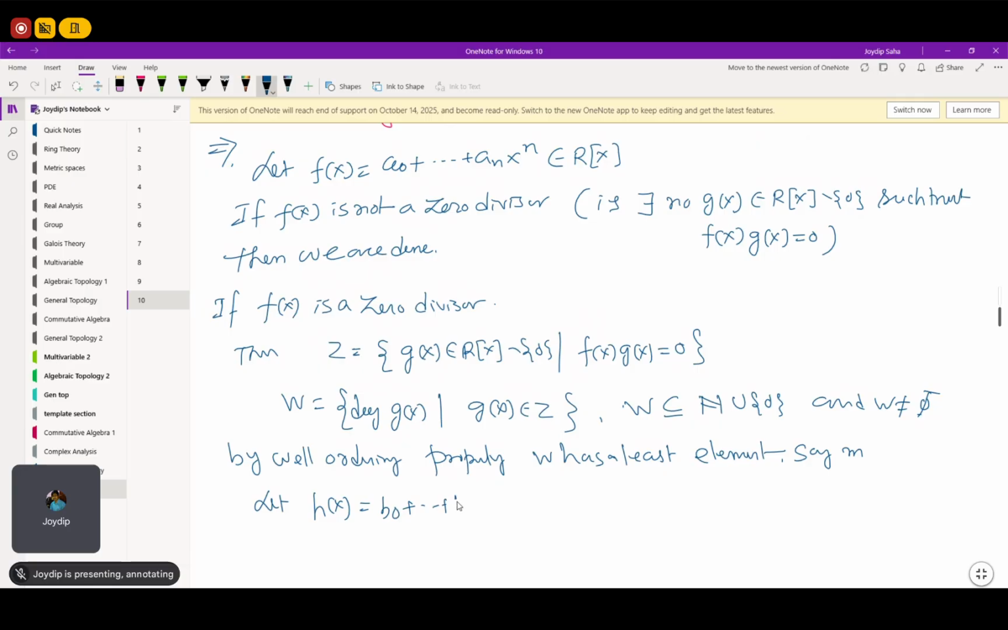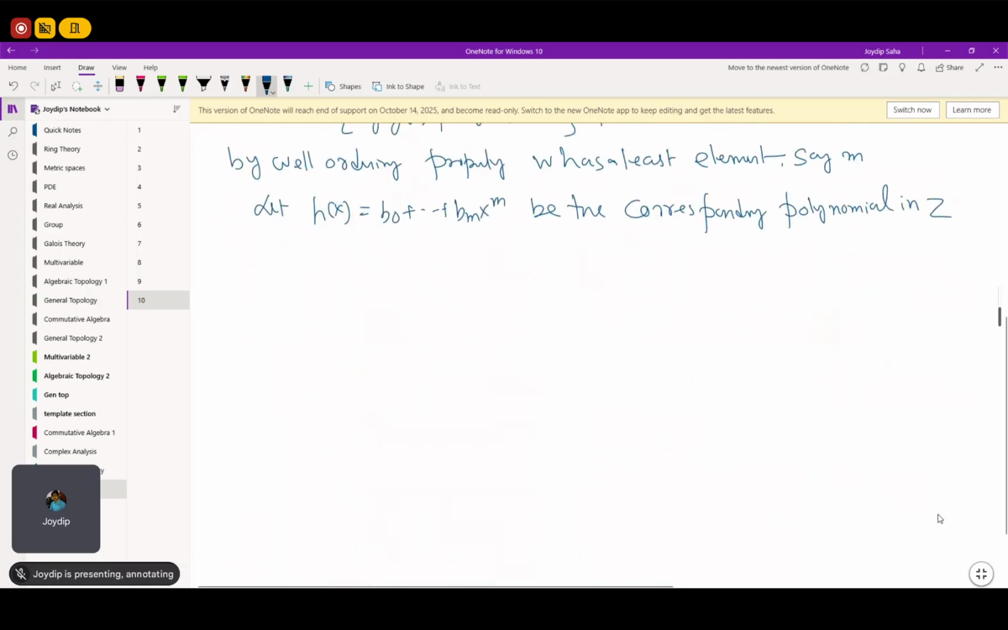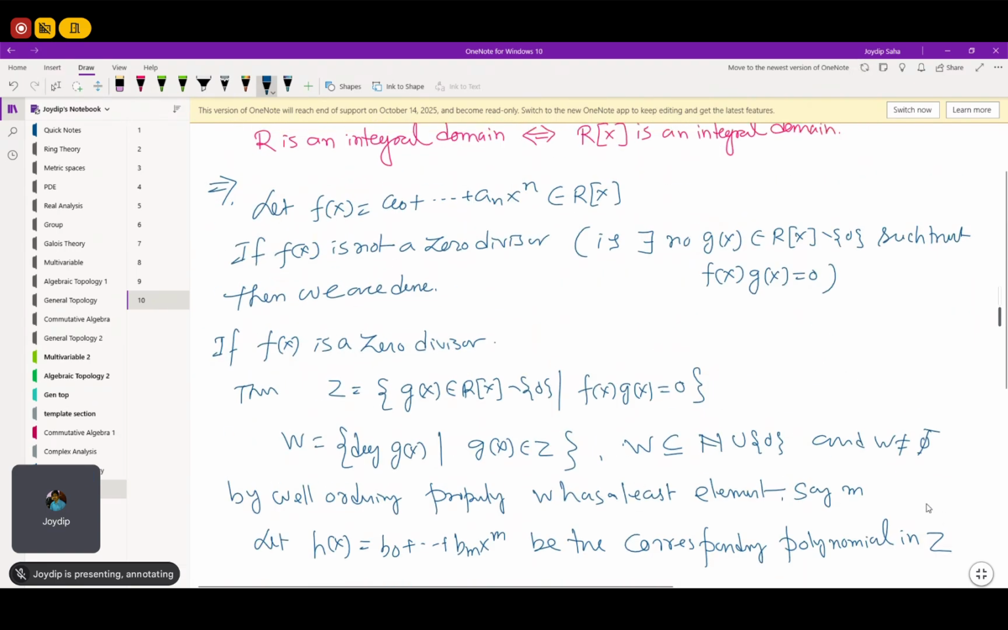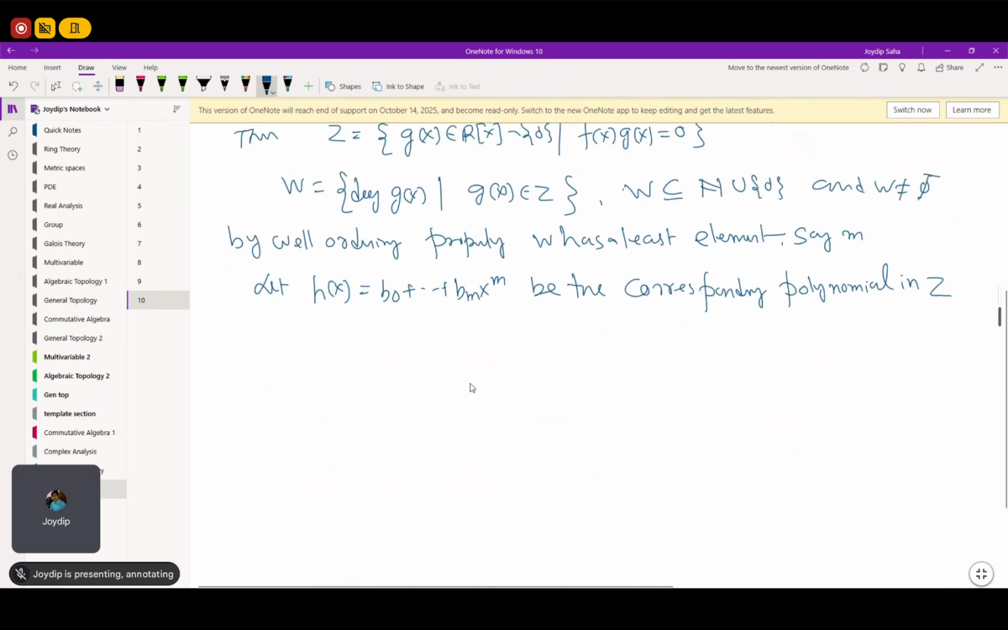h(x) equals b0 plus and so on, the corresponding polynomial in Z. What is this? Okay. So h(x) has degree M, so since the degree of h(x) is M, b_m is not 0.